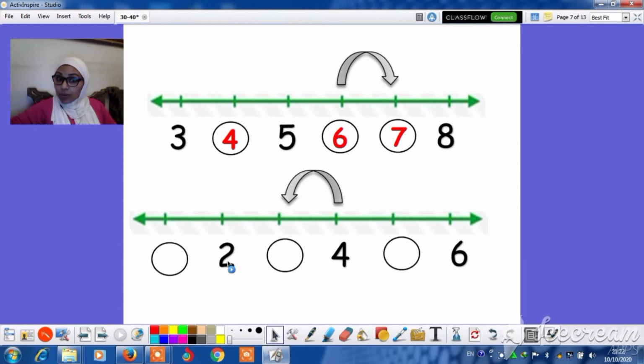And here number 2. What comes before 2? Excellent. Number 1. 1, 2, and 3. What comes before number 4? Excellent. Number 3. And here number 6. What comes before 6? Excellent. Number 5.